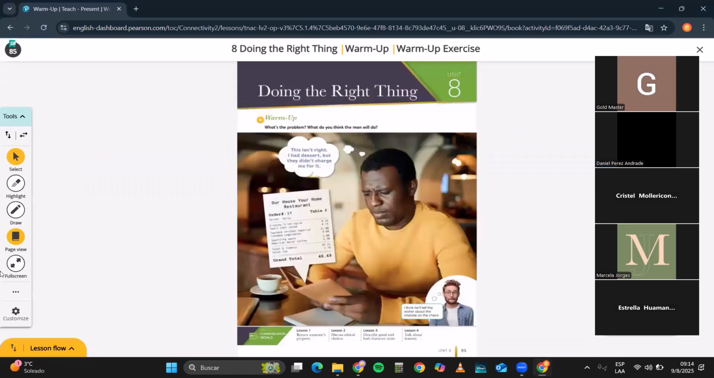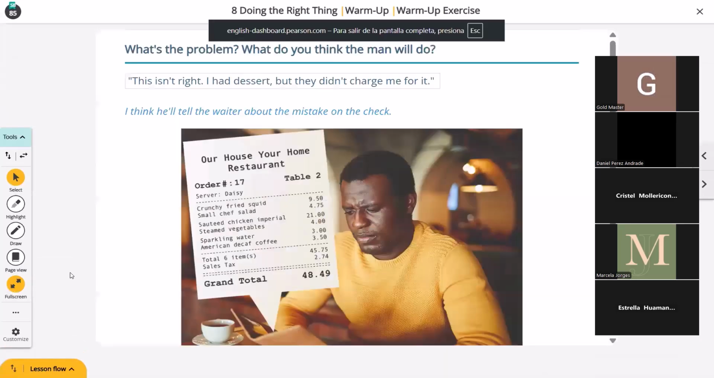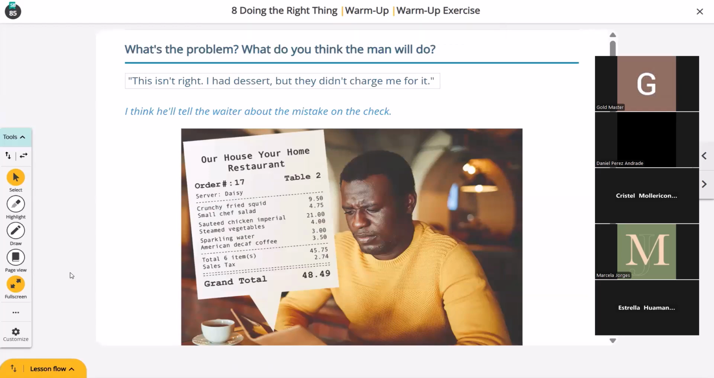The first one. So let's go to your book, page 85, unit 8. In order, we can start with the unit. The unit is called Doing the Right Things. So the question goes in this case, what's the problem? What do you think the man will do? This is a sample of how you maybe can answer this kind of question.